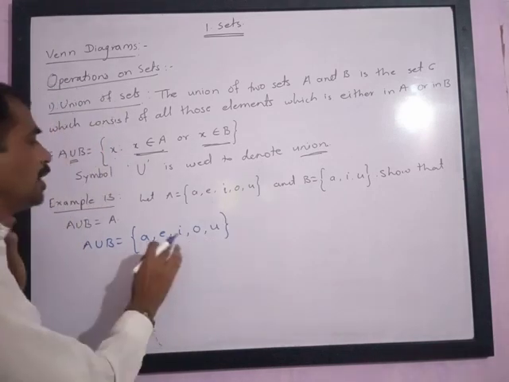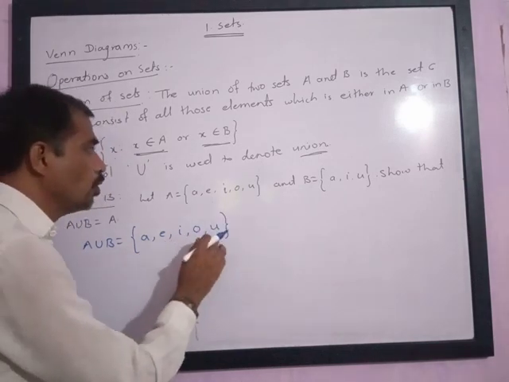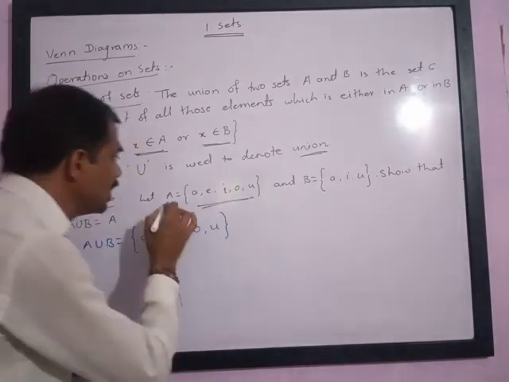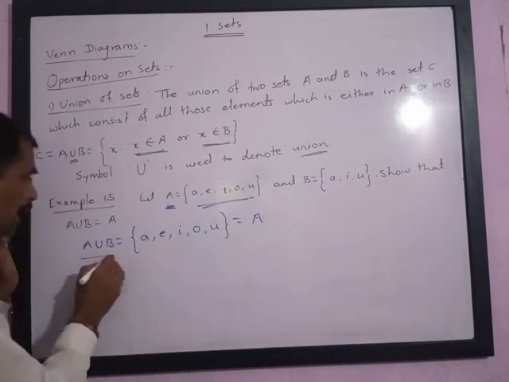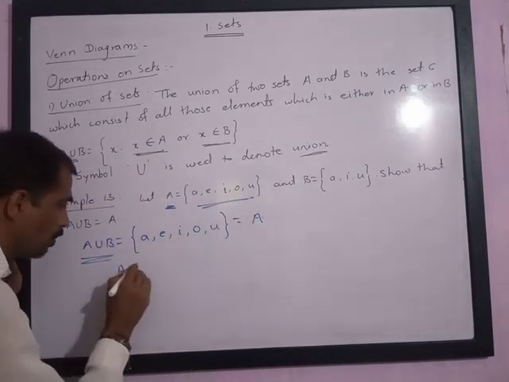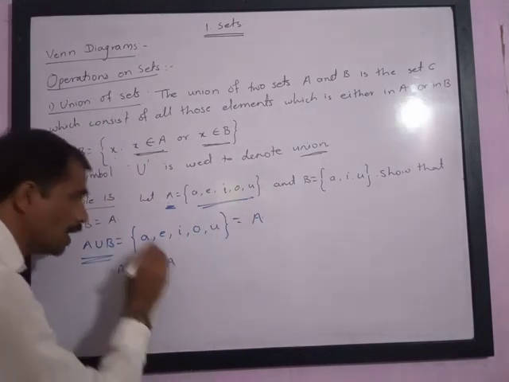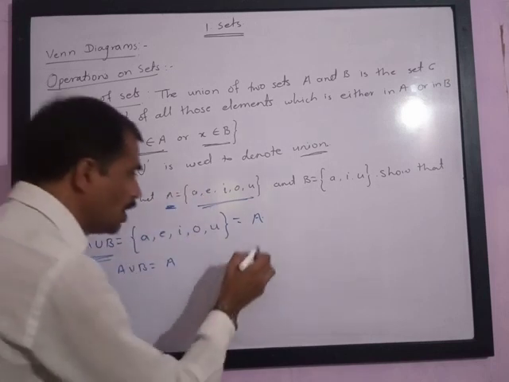So A union B is equal to {A, E, I, O, U}. Please note, these are elements of set A only. So this is equal to A. Hence, A union B is equal to set A. Now this can be represented by using a Venn diagram.